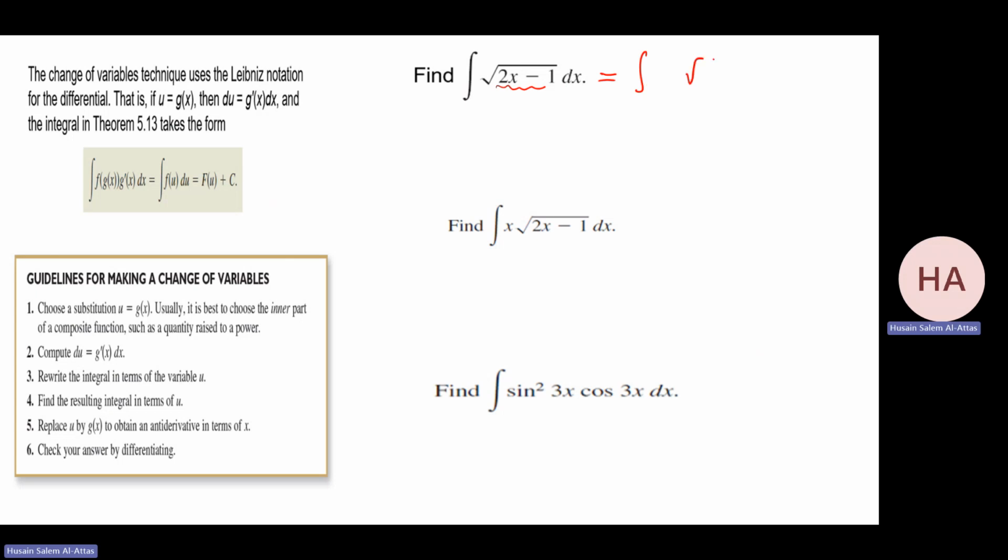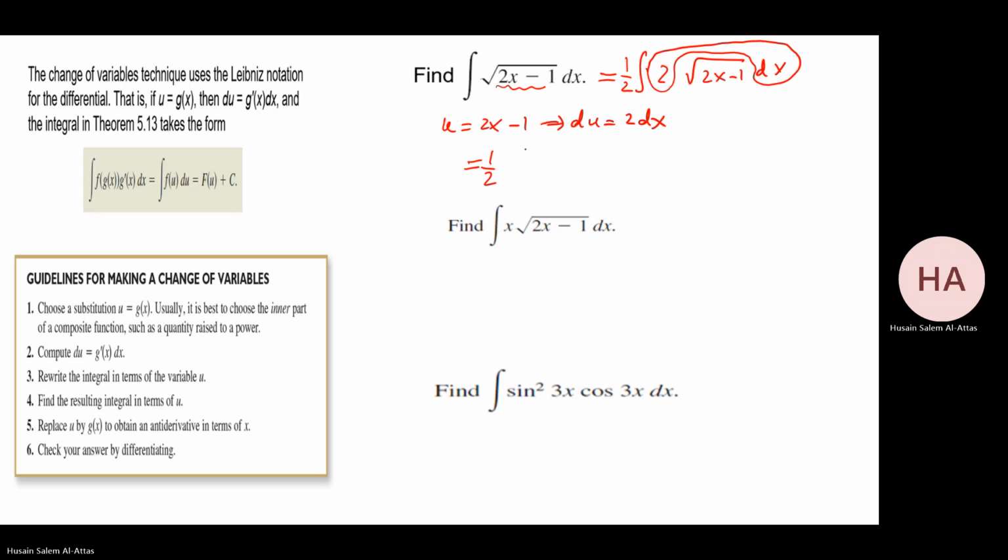Here, what I will do, I'll take this. Let me write it. I'm leaving a space here for a purpose. u equal to 2x minus 1. What will be du? 2 dx. So I need 2. So I have 2, where this is my du. Multiply by 2, I need to multiply by half outside. So the integral will be half integral u to the power half du, which I know how to do.